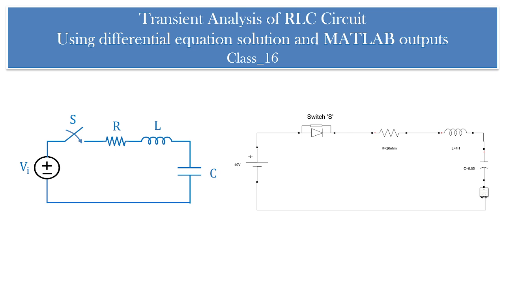In today's class 16, we are going to see the transient analysis of RLC circuit with the help of MATLAB approach. And we need to solve, before MATLAB, the solution using differential equation. So here you can see there are two circuits. One is the original circuit and one is the MATLAB circuit. In the MATLAB circuit, we have taken the example of 40 volts as input voltage, 20 ohms as resistor, L value as 4 Henry and capacitor value as 0.05 farads.